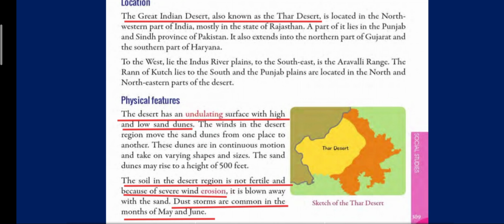So children, today we will only learn about the location and physical features of the desert. In the next class we will read about the climate and vegetation and wildlife of the desert.